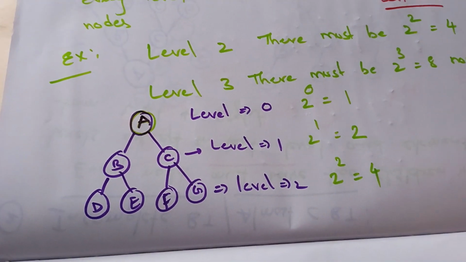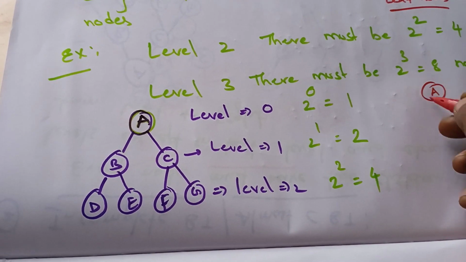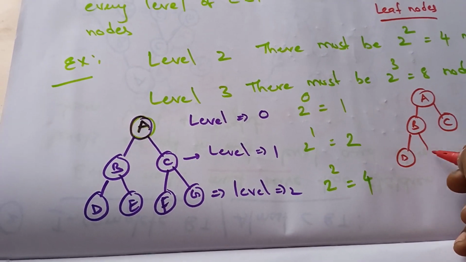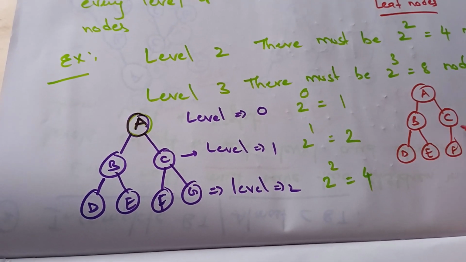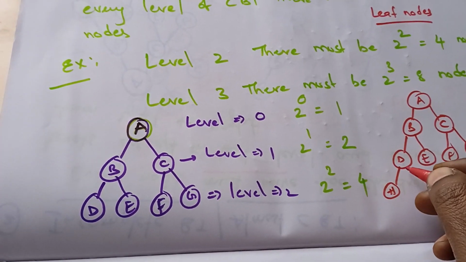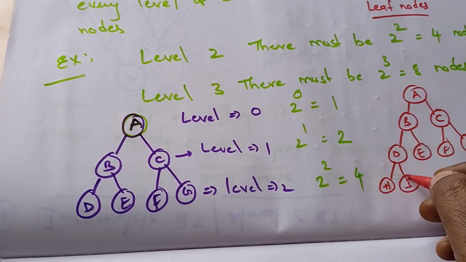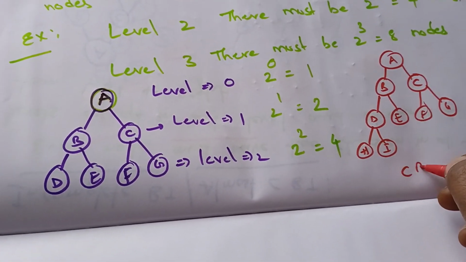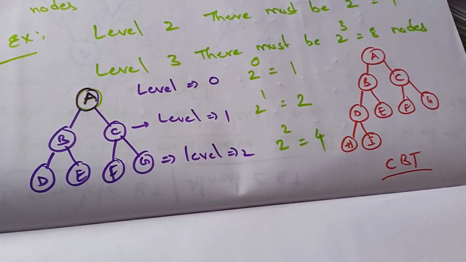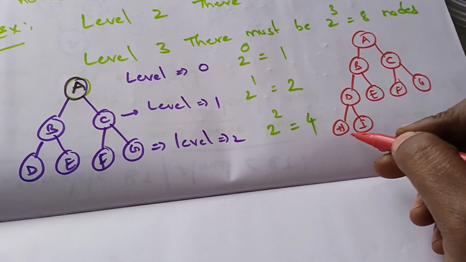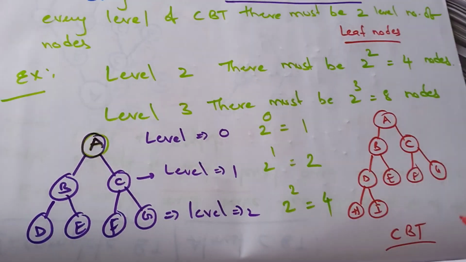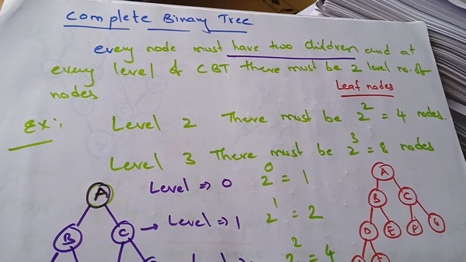So I said that an exception is given, right? A, B, C, D, E, F, G, H, I. Still it is called a complete binary tree. This is the last level. Last level exception is given, right? So this is your complete binary tree.